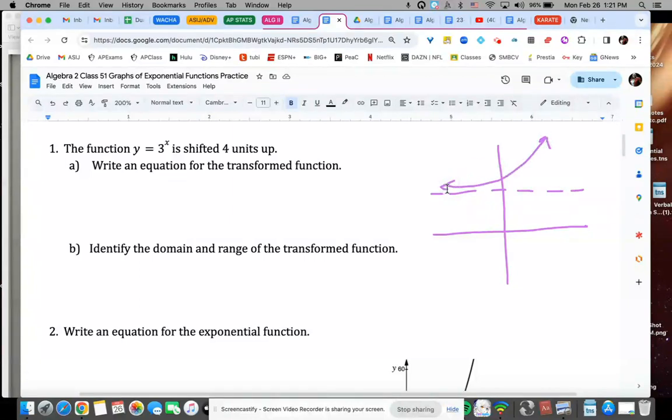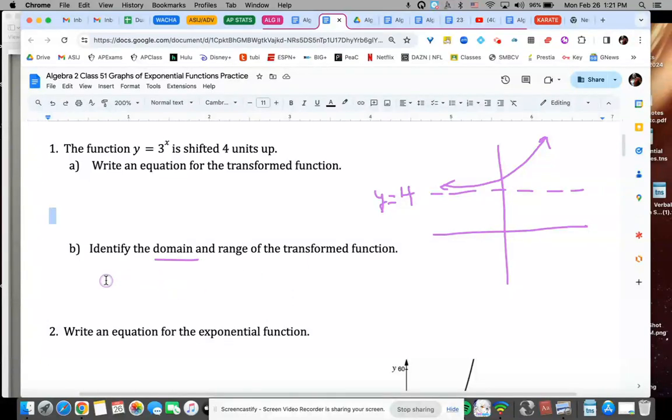Right, it's something like this. And we said this was y equals 4 for the asymptote. Sorry, that's an ugly 4. That's better. So the asymptote's at y equals 4. So for the domain, that's going in the x direction. It goes to negative infinity, it goes to positive infinity in the x direction.